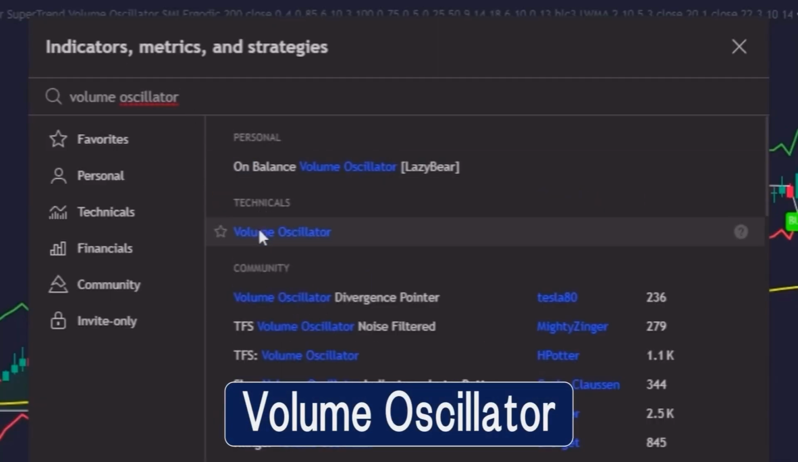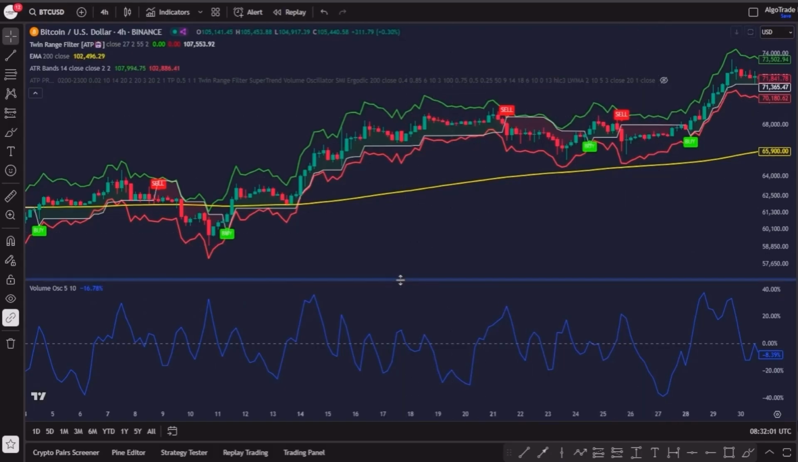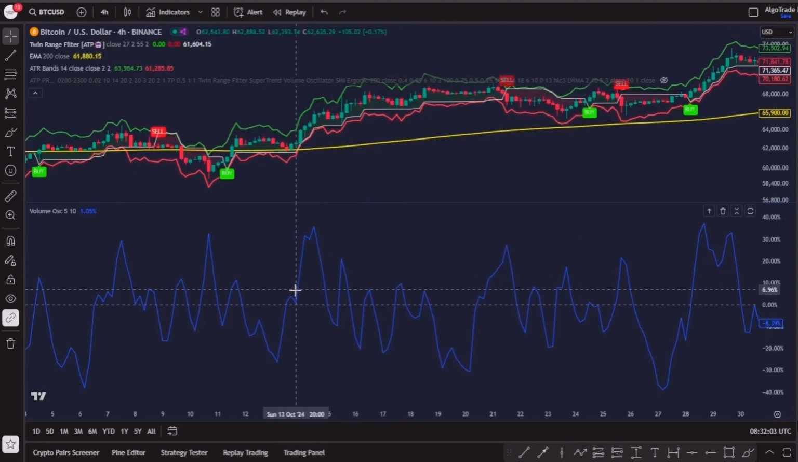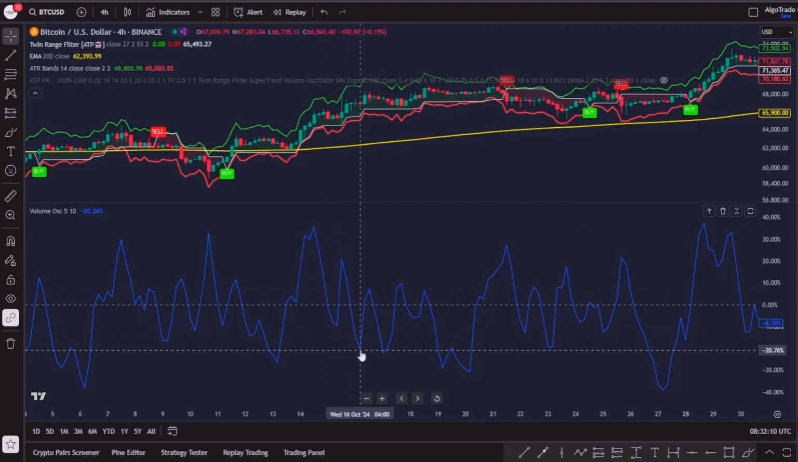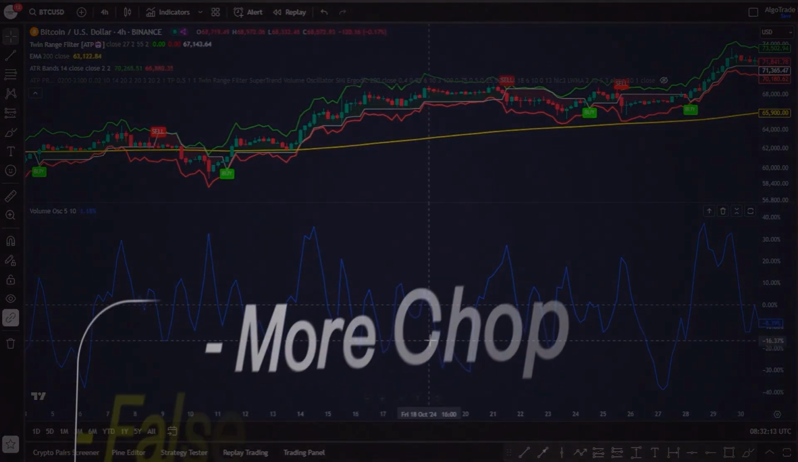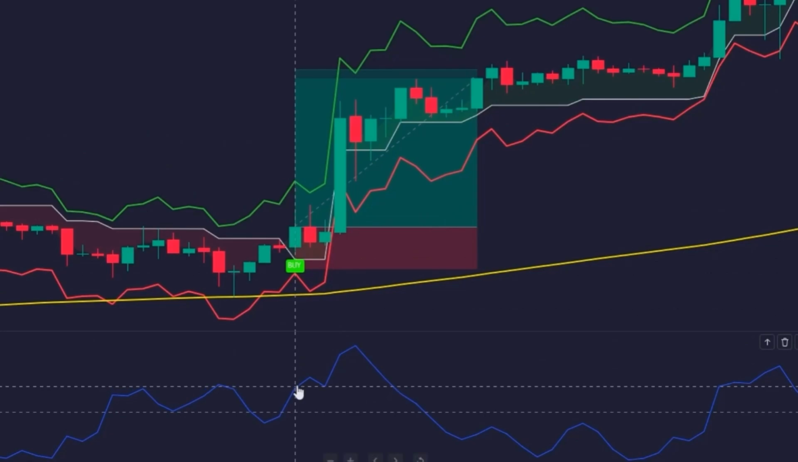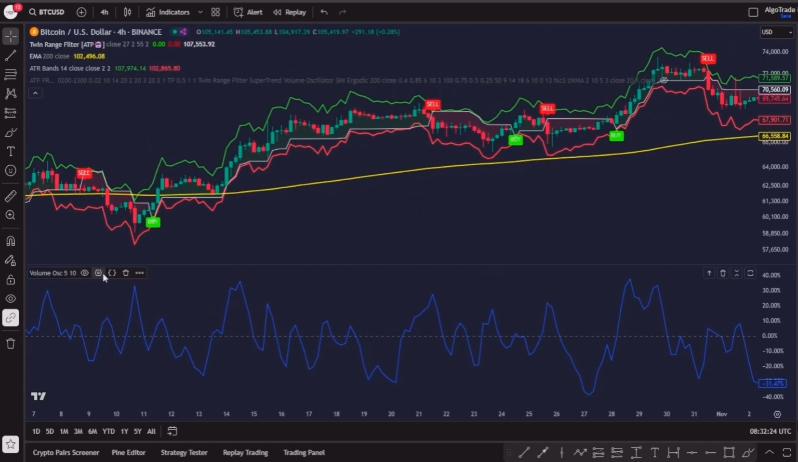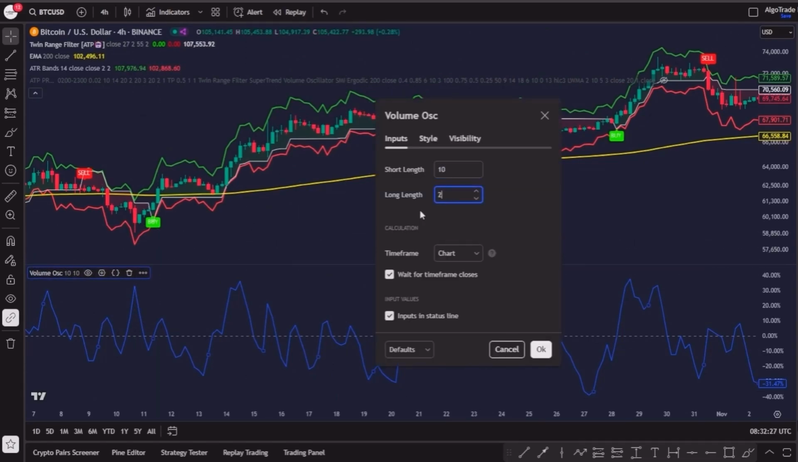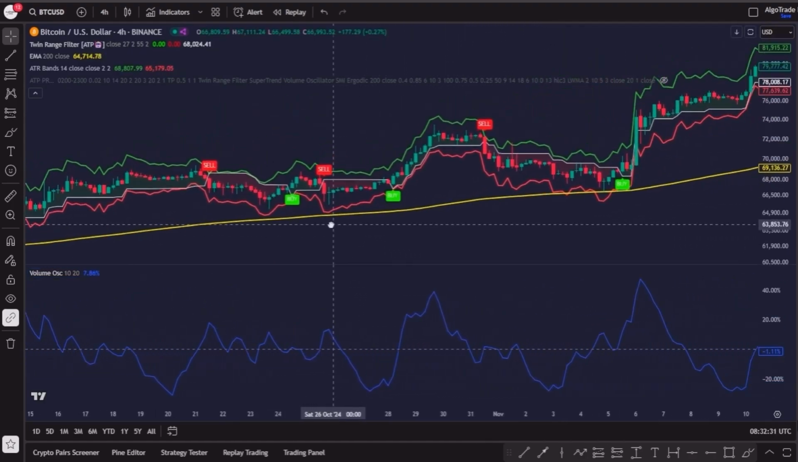indicator, the volume oscillator, one of the default indicators on TradingView. It works like this: when the oscillator is above the zero line, it suggests there is enough volume to support price movement. When it is below the zero, the market is likely low in volume, meaning more chop, false breakouts or ranging behavior. And so, we only want to trade when there is volume behind the move. Instead of the default settings, 5 and 10, I use 10 and 20 to smooth out the noise and focus only on the stronger volume shifts.